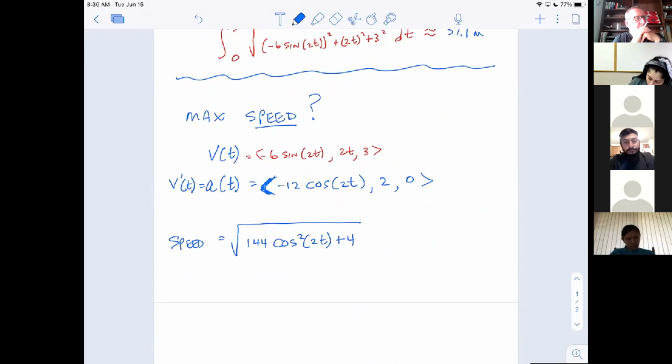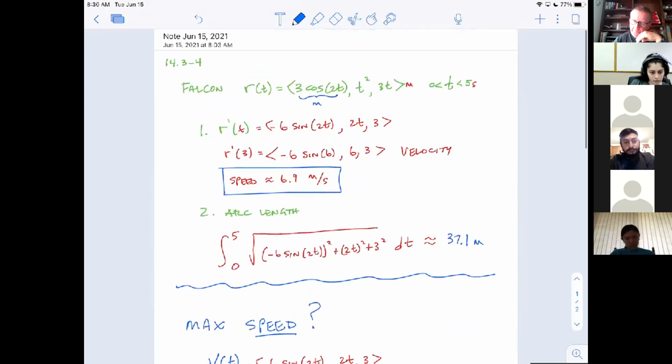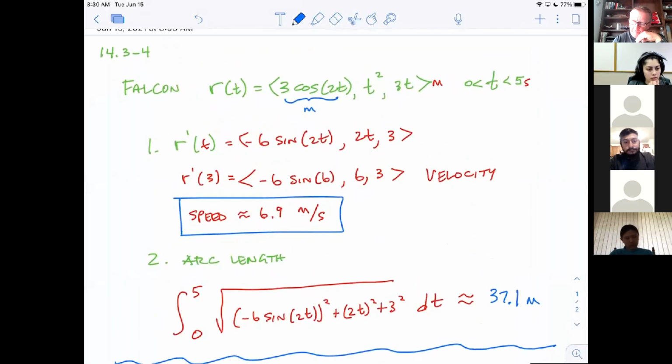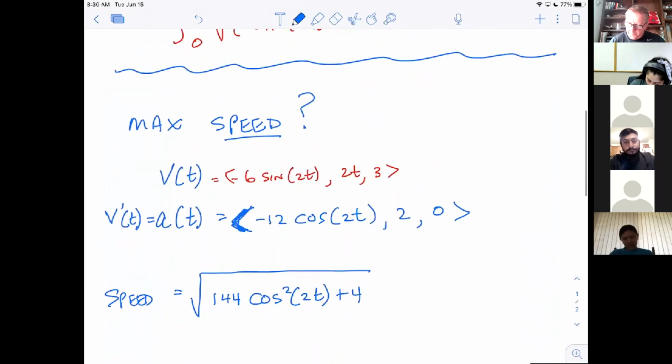Real quick, for my v of t, I had just t as the z component. Did I blow it back there? 2t. There. Okay, yeah, I might have written it down wrong then. Yeah, the original one was t squared and then 3t. So I don't see any mistakes that I made, although that would be weird, as you know.